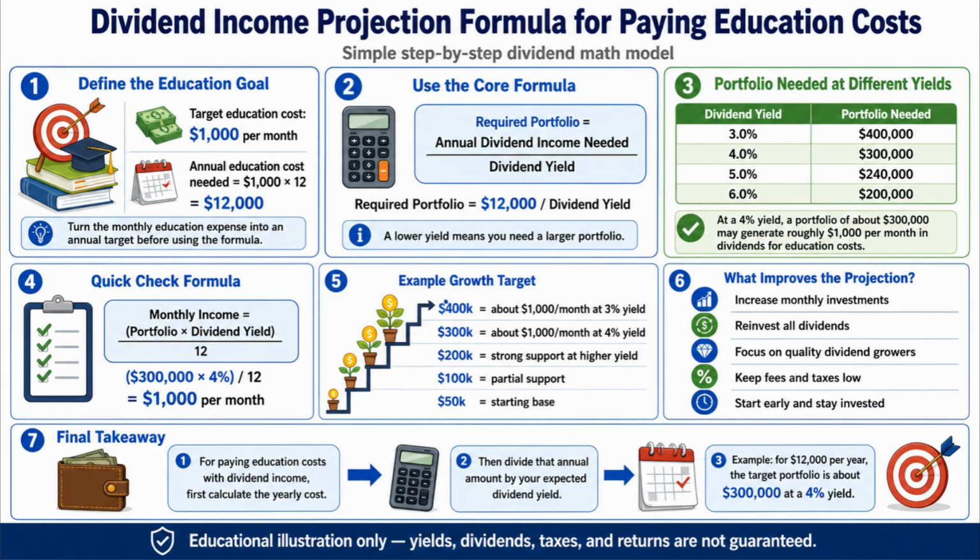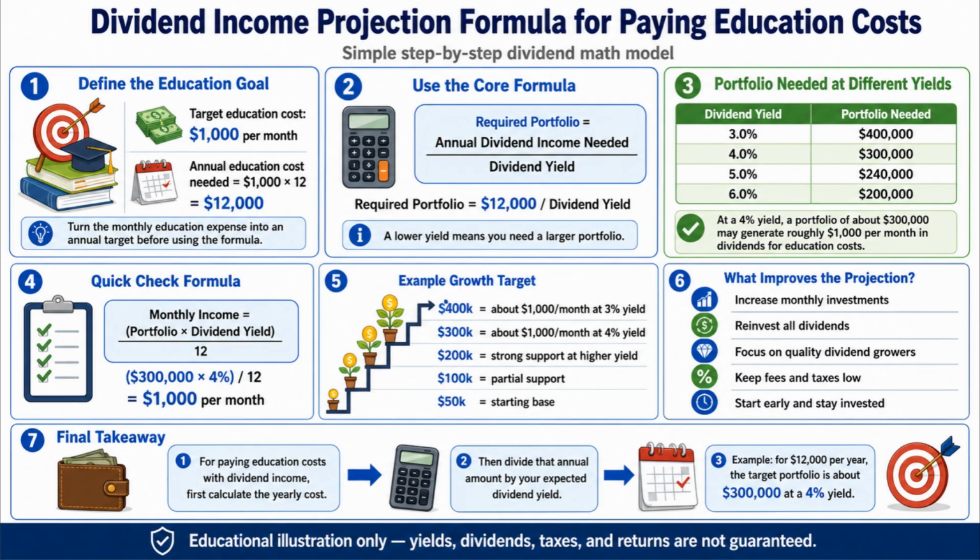After that, it is important to understand the role of dividend yield. A lower dividend yield requires a larger portfolio, while a higher dividend yield requires a smaller portfolio. For example, at a 3% dividend yield, the portfolio needed is about $400,000. At a 4% yield, the portfolio needed is about $300,000. At a 5% yield, the portfolio needed is about $240,000. And at a 6% yield, the portfolio needed is about $200,000.